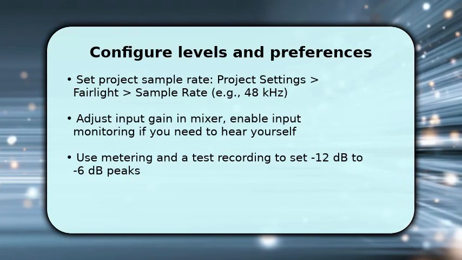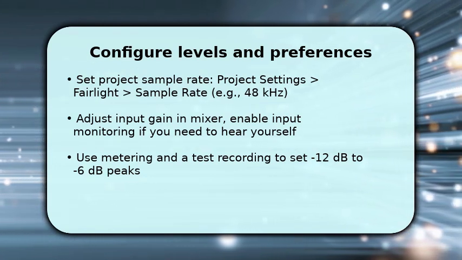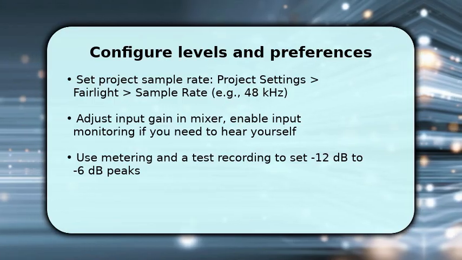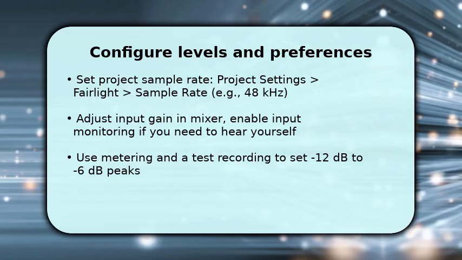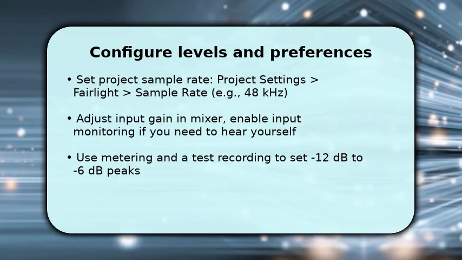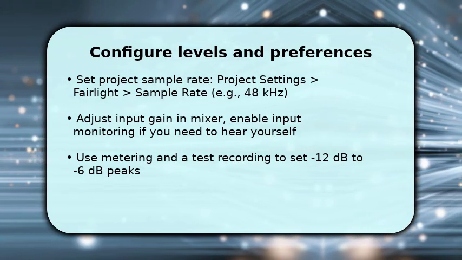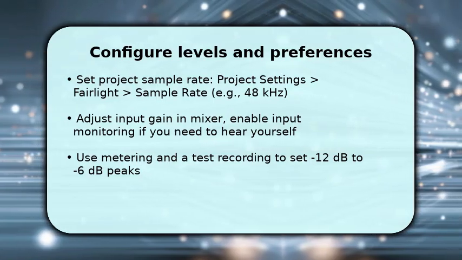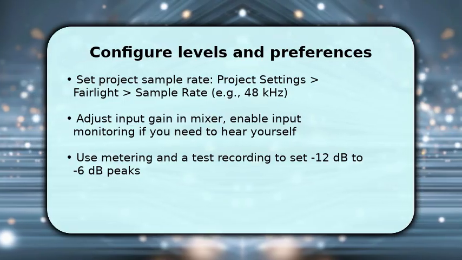Next, you configure the heavy lifting: sample rate, input gain, and monitoring. Go to Project Settings and set the Fairlight sample rate to match your mic, typically 48 kHz. Then in the mixer, raise or lower input gain so your peaks sit around -12 to -6 dB. Once done, enable input monitoring to hear live playback. Do a short test take and check the waveform and meters. If levels look good, you're ready to record longer takes without clipping or noise.